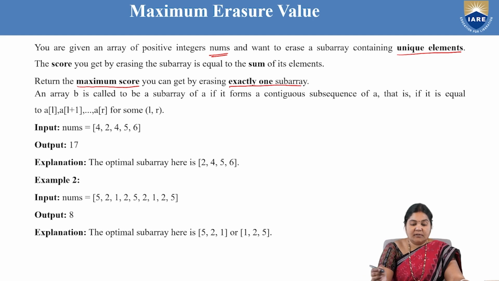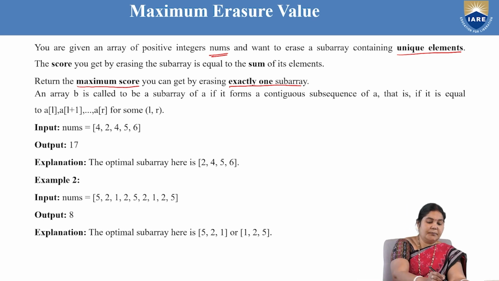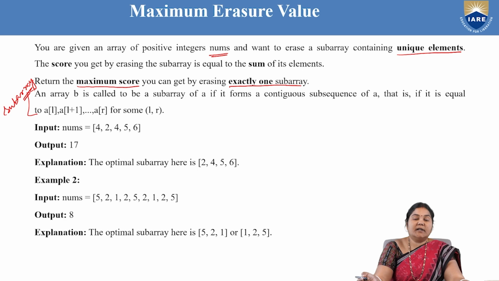Now, the definition of subarray is given. An array B is called a subarray of A if it forms a contiguous subsequence of A, that is, if it is equal to A of L, L plus 1, and so on up to R for some L, R. This is simply the definition of what a subarray is, so we need not focus much on this part. We have to first think about the sliding window approach.